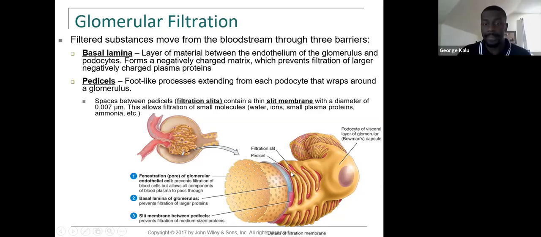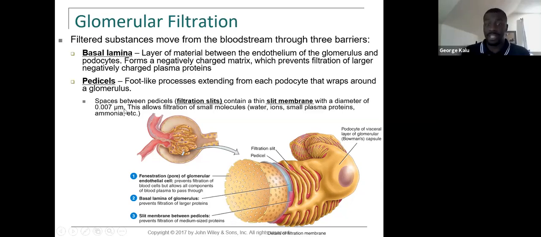The third structure is the pedicels, which are the foot-like end processes of the podocytes. Here is one pedicel, here's another pedicel. All these little legs are pedicels. The spaces between them are called filtration slits, and they form what's called a slit membrane. That slit membrane is very, very narrow, about 0.007 micrometers in diameter.